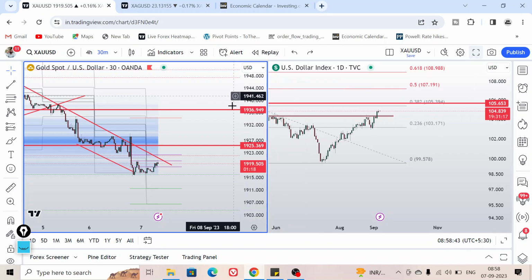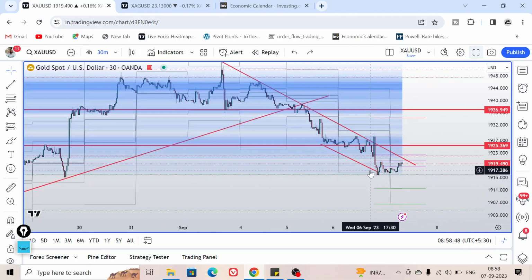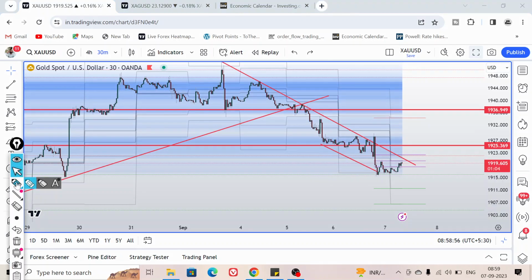So we will start with the gold chart first. As discussed in yesterday's trading session and in yesterday's price prediction video, if price failed to hold 1925, then we can expect more decline. After the breakdown of 1925, we have seen some sideways movement, and during the data in the US session, we have seen a sharp decline in yesterday's trading session. So what are the levels that we can consider for good buy and sell opportunities? We are going to discuss that on the gold chart.